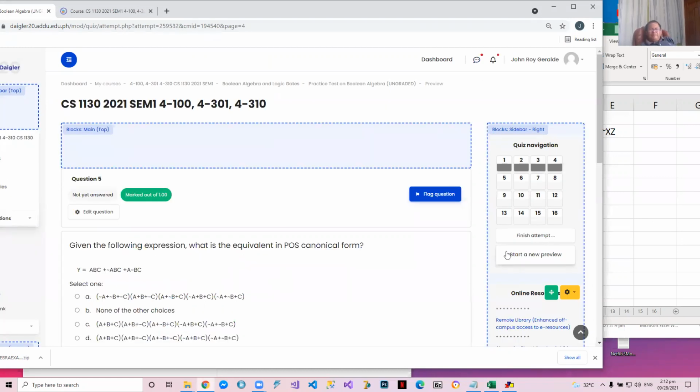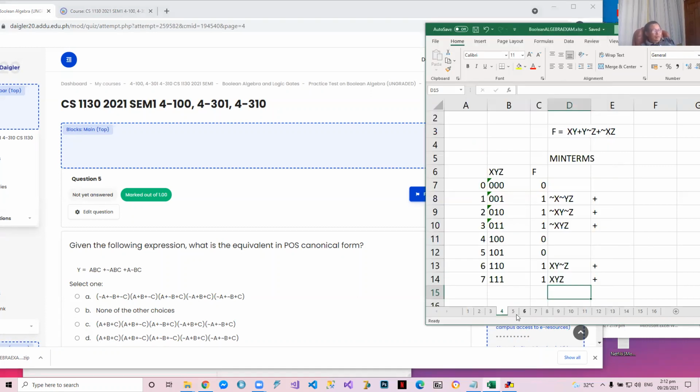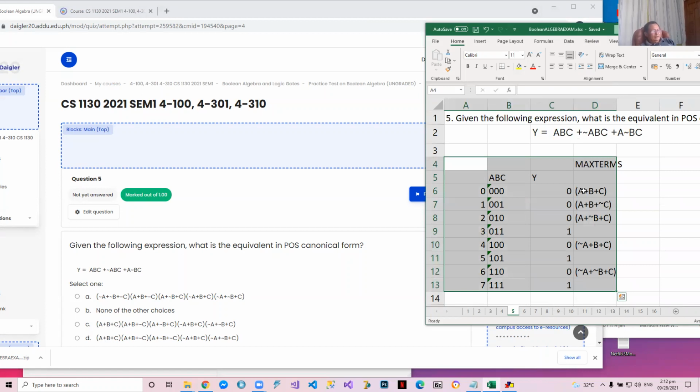Any questions? Okay. So let's go to number five. We're now at number five. This time we are looking for max terms. We follow? But the question is, do we need to create the circuit? The POS is canonical form, so we have to rewrite this into a max term.